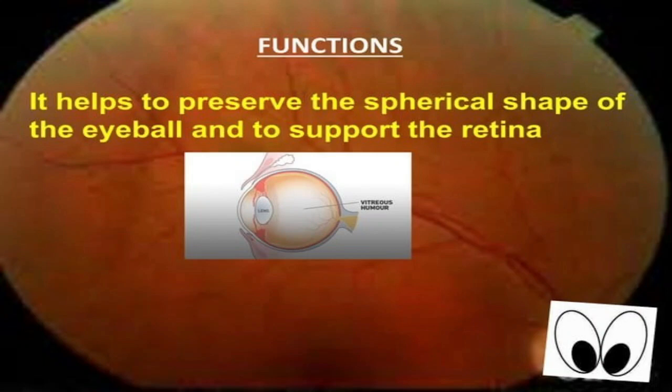Any abnormalities in the vitreous humor can cause vision problems such as floaters, flashes, or decreased visual acuity. Some of the common conditions that affect the vitreous humor include vitreous detachment, vitreous hemorrhage, and posterior vitreous detachment.